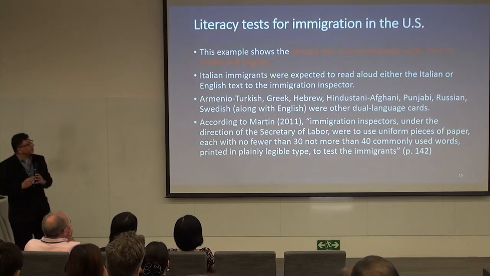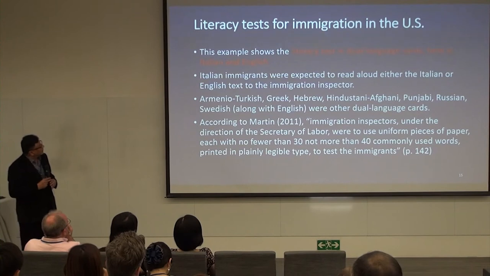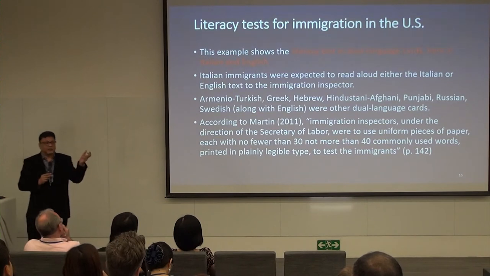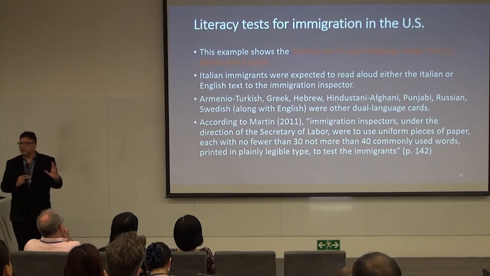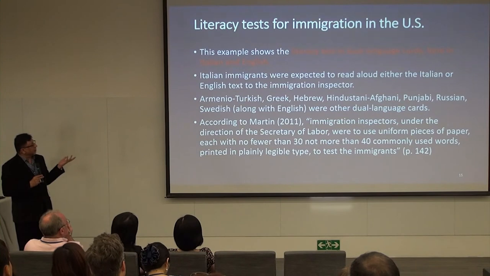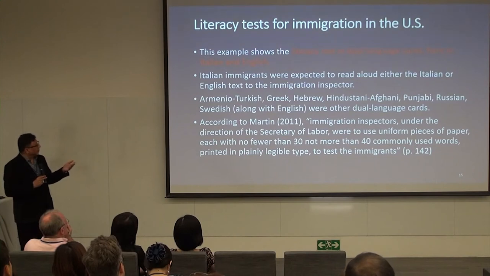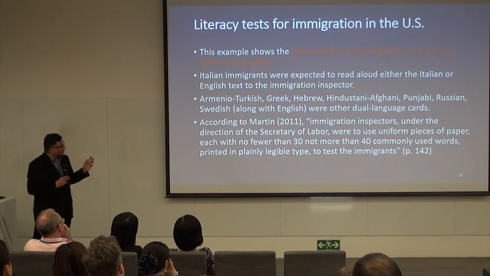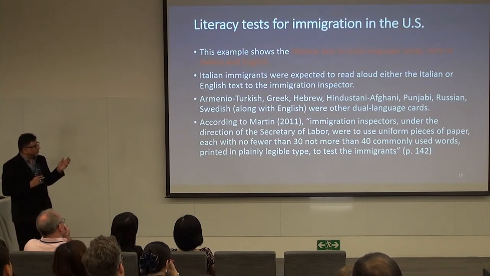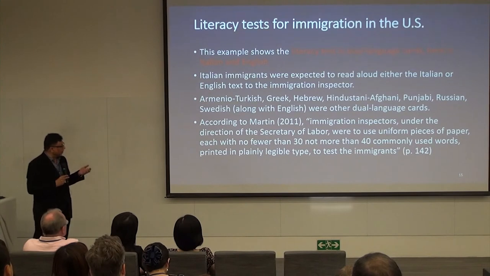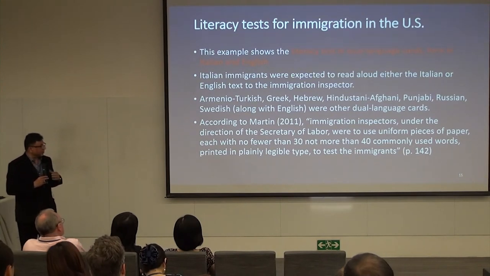Let's look at a literacy test for immigration in the United States. Literacy tests in the 1920s and 30s required immigrants to read from a card in the language of the immigrant. So Italian immigrants were expected to read aloud either the Italian or the English text to the immigration inspector. And there were many dual language cards. According to Martin, immigration inspectors under the direction of the Secretary of Labor were to use uniform pieces of paper, each with no fewer than 30, not more than 40 commonly used words, printed in plainly legible type to test the immigrants.